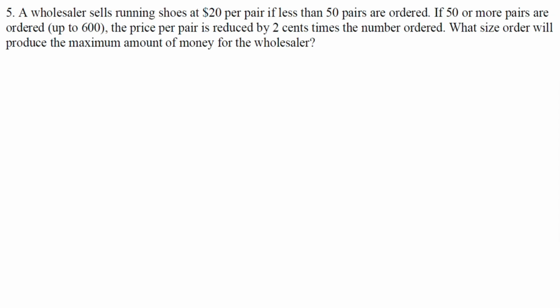All right, so here we've got another one of these that was kind of like the hotel room one. We've got a wholesaler that's selling running shoes at $20 per pair. If you order 50 or more, the price is reduced by 2 cents times the total number ordered. So this time, since the reduction is based on the total number ordered, I'm going to let that be x. X is going to be the total number of pairs of shoes. And then we want the maximum amount of money, so we'll call it M for money. The maximum amount of money, or the money total, should just be the number of pairs.